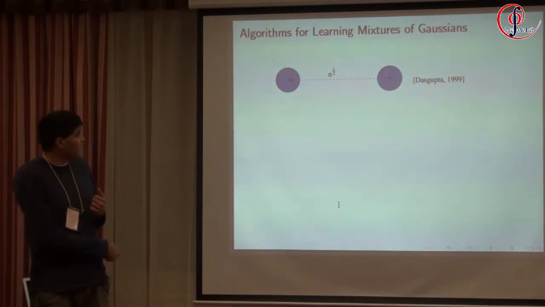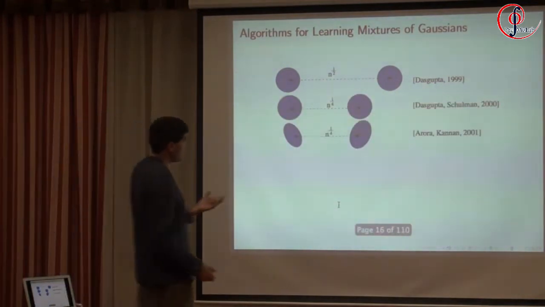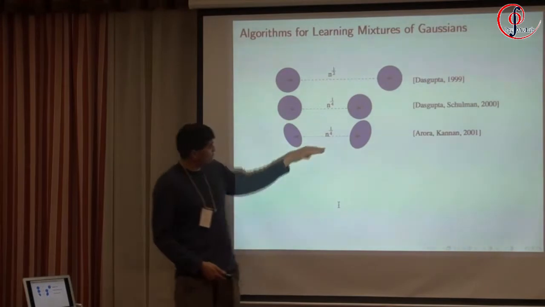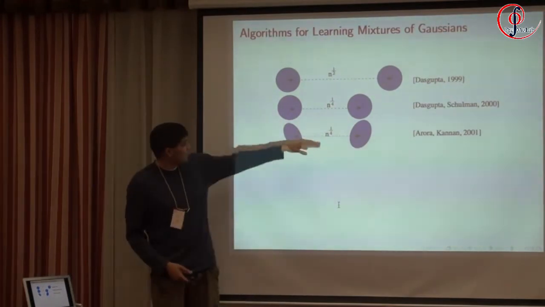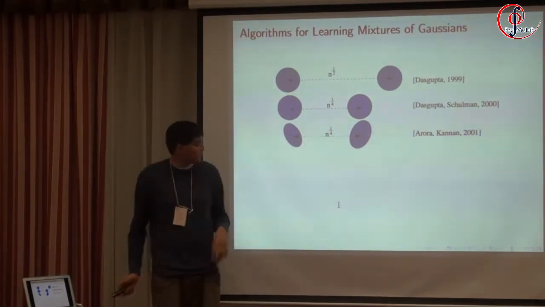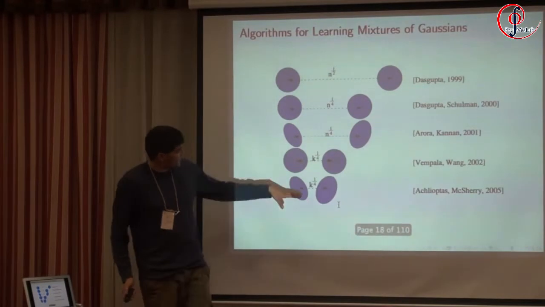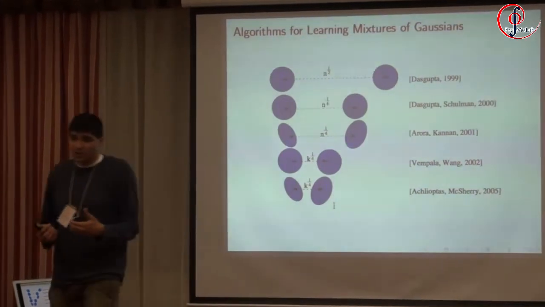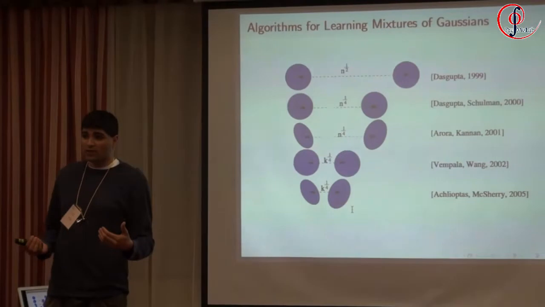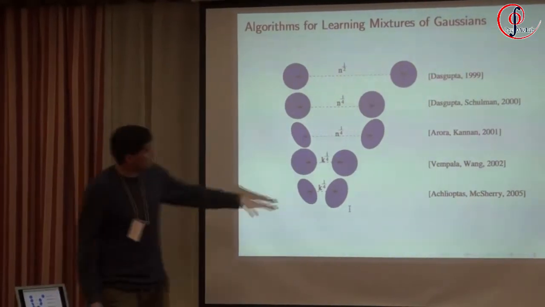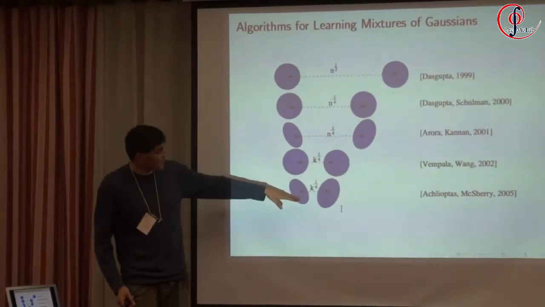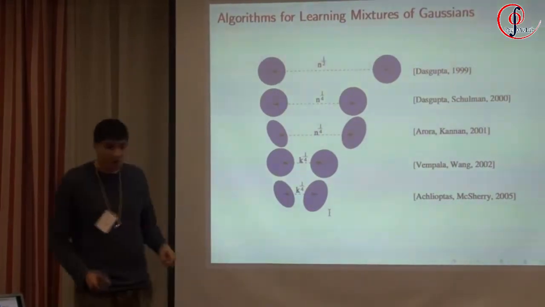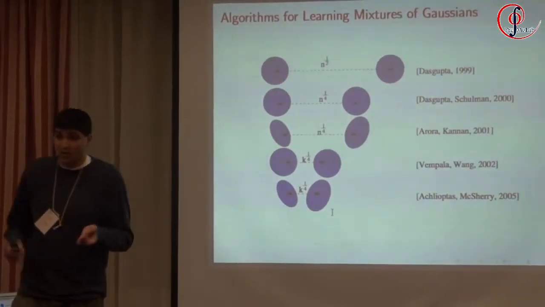So these actually yield algorithms, and these separation conditions were progressively improved until the work of Arora and Kannan, who improved the separation to n to the 1/4. And in fact, this was later improved to a separation condition which only depends on the number of components. So it doesn't actually depend on the intrinsic dimensionality of the problem. Achlioptas, McSherry, Vempala, and Wang were able to get separation that only depends on the number of components.